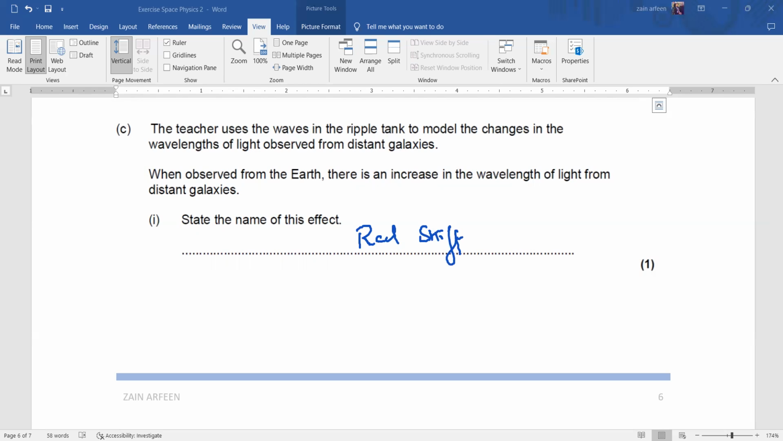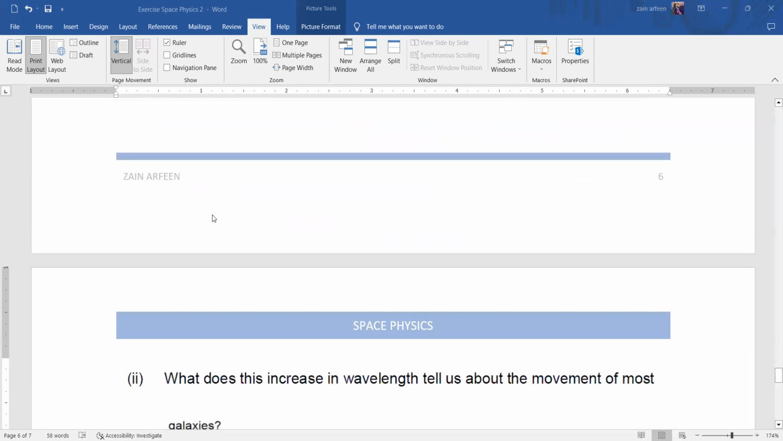The Doppler effect is the effect due to the change in frequency and wavelength due to relative motion. But when galaxies are moving away, we call it redshift. If a galaxy is moving towards us, we call it a blue shift. Blue shift and red shift are due to the Doppler effect. Blue shift is when frequency increases and wavelength decreases. Red shift is when the wavelength we observe increases and the frequency decreases. But the speed of the wave remains the same in the Doppler effect.